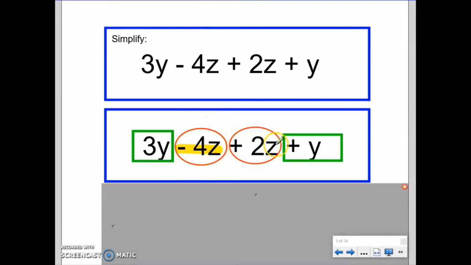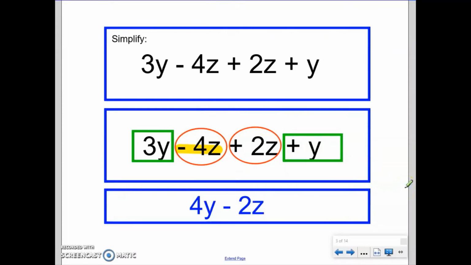Then I'm going to add on 2z's, which is going to bring me 2 closer to 0. So when I have minus 4z, add a 2z, that actually simplifies to minus 2z. Because I started on minus 4 and I came 2 closer to 0. My final answer looks like this, 4y minus 2z. And again, the red circles around the z's were very helpful in reminding me that I started on a negative 4.